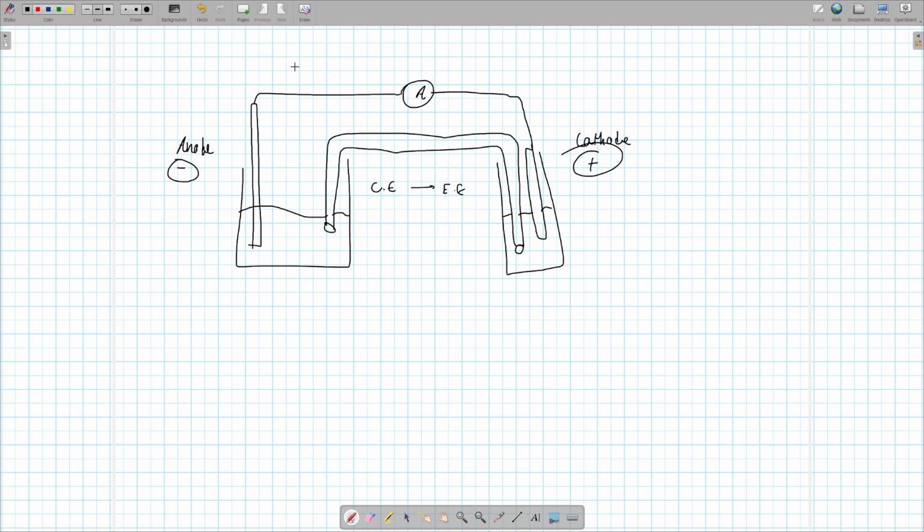These reactions are what we call spontaneous. Remember what spontaneous means? They just happen. We don't really have to do much. It just happens on its own.